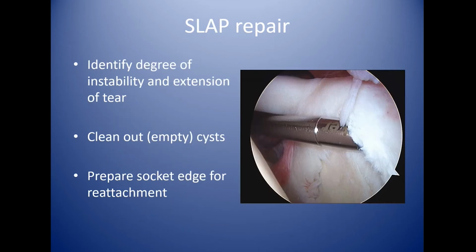So here's a picture. Again, we're looking at a shoulder. The socket's on the right-hand side. We have a probe up underneath where the labrum is torn. We're seeing if there's a cyst there that we can clear out fluid from, and to prepare the edge of that socket by cleaning it up a little bit to reattach it.